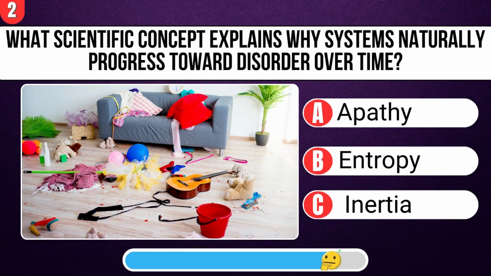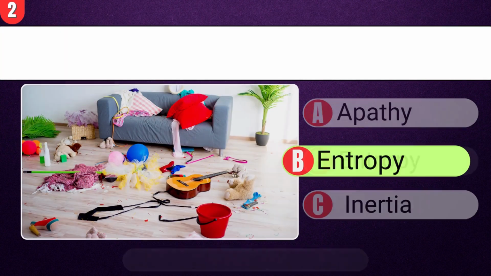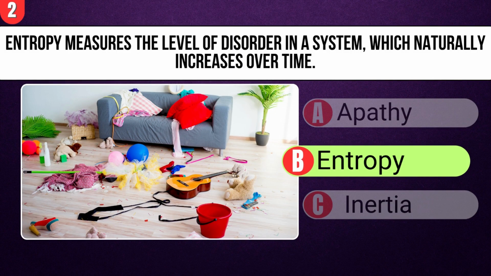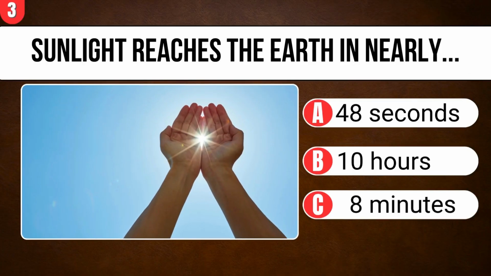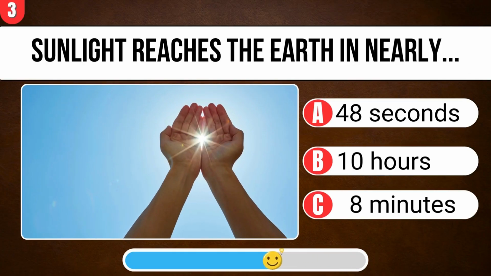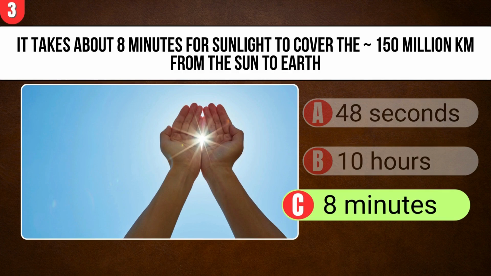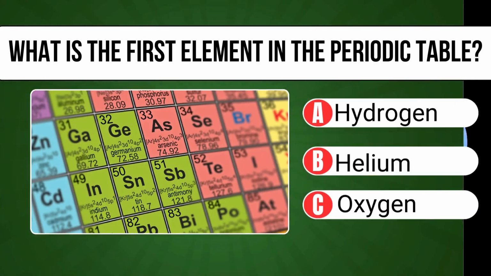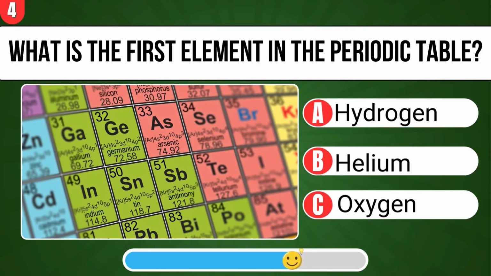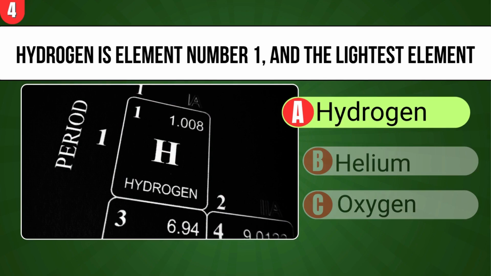What scientific concept explains why systems naturally progress toward disorder over time? Entropy measures the level of disorder in a system. Sunlight reaches the Earth in nearly 8 minutes. What is the first element in the periodic table? Hydrogen. Very good.